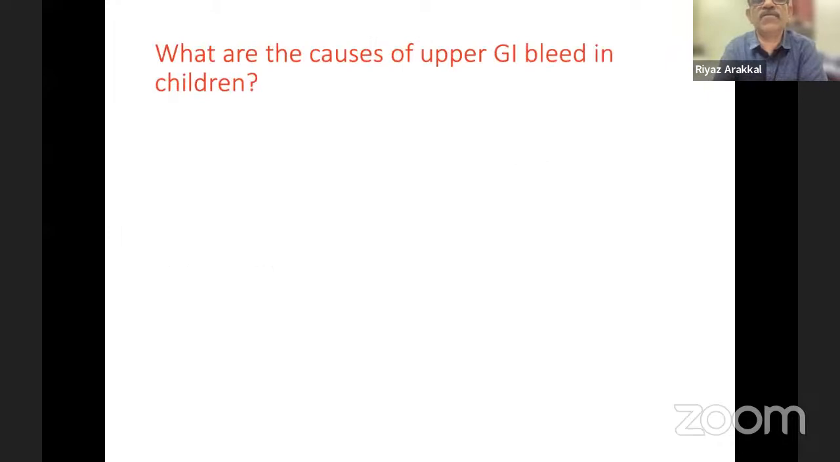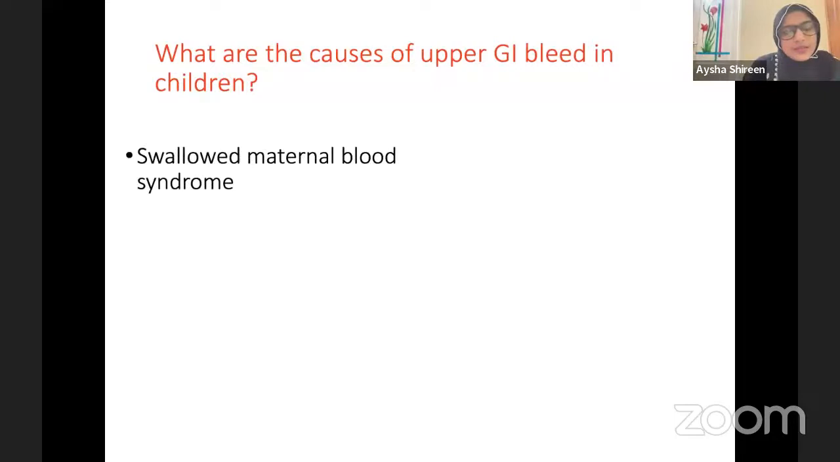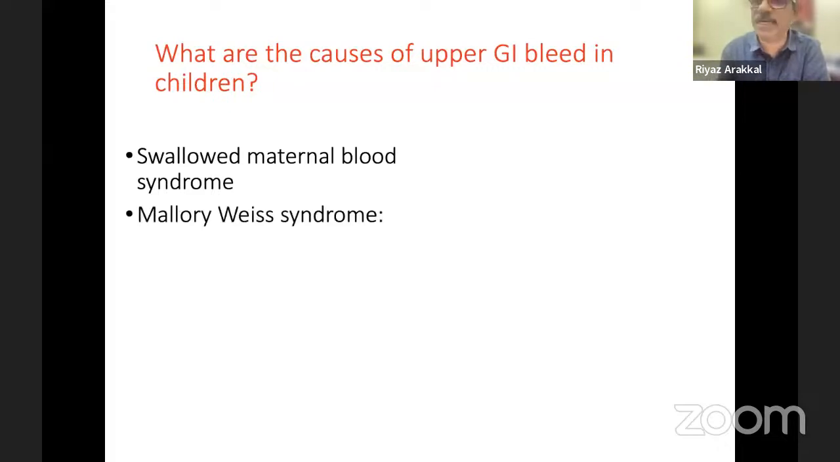Now, what are the various causes of upper GI bleed in children? What is the most common cause? Obviously, rupture of esophageal varices is not the most common cause. What is the most common cause of upper GI bleed in children? In the newborn period, it's always swallowed maternal blood. We know about the swallowed maternal blood syndrome. In older children, it is Mallory-Weiss syndrome.